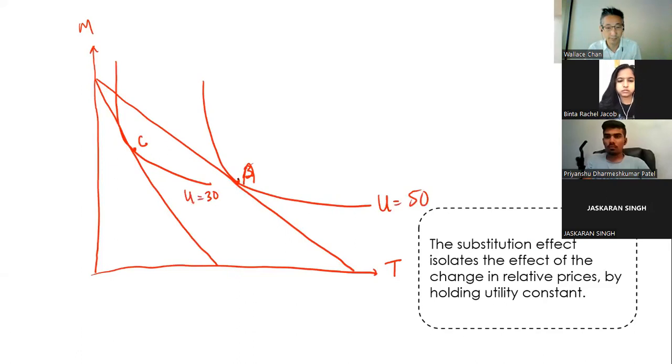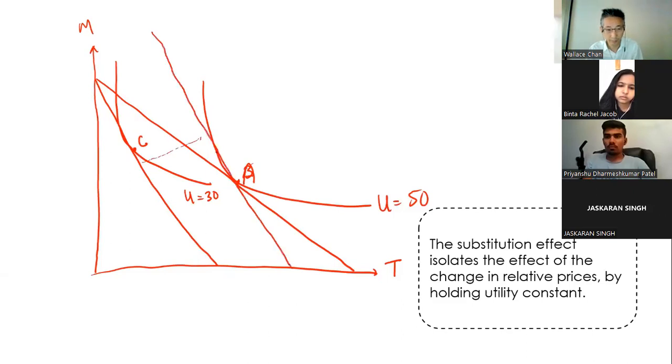Now you say, suppose the price of t-shirts has changed. How would people change their behavior if I could keep them on this same utility curve? So this new budget line which you have drawn, you're going to draw a hypothetical budget line which has the same slope as this one, but is tangent to your old indifference curve.